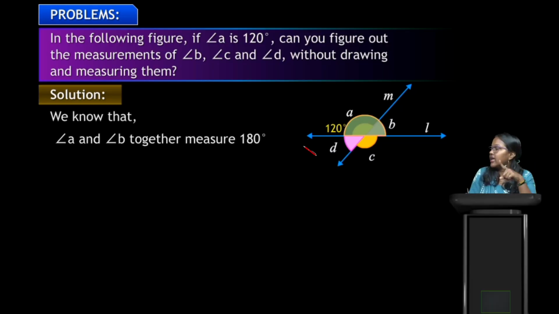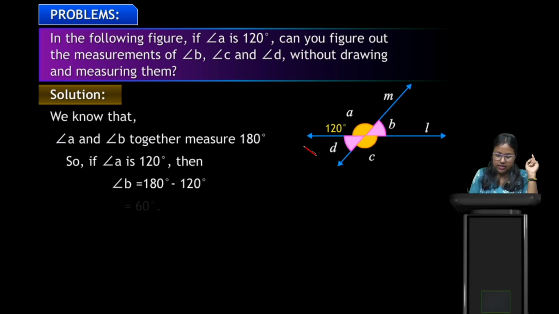We know that angle A plus angle B measures 180 degrees. You can see it on your screen. Now, as both sum to 180, angle B must be what? 180 minus 120. So what is the answer? The answer for B is 60 degrees. We got 60 degrees.